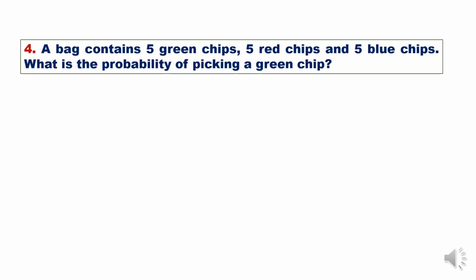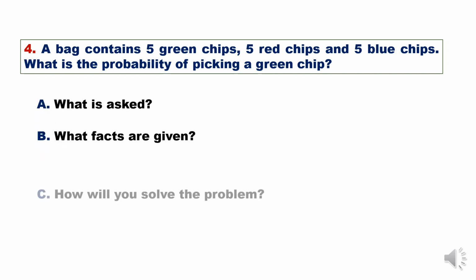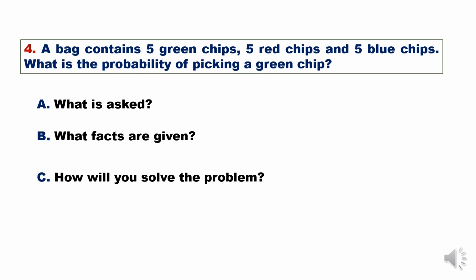How about this number 4? A bag contains 5 green chips, 5 red chips, and 5 blue chips. What is the probability of picking a green chip? What is asked? What facts are given? How will you solve the problem? What is the complete answer?